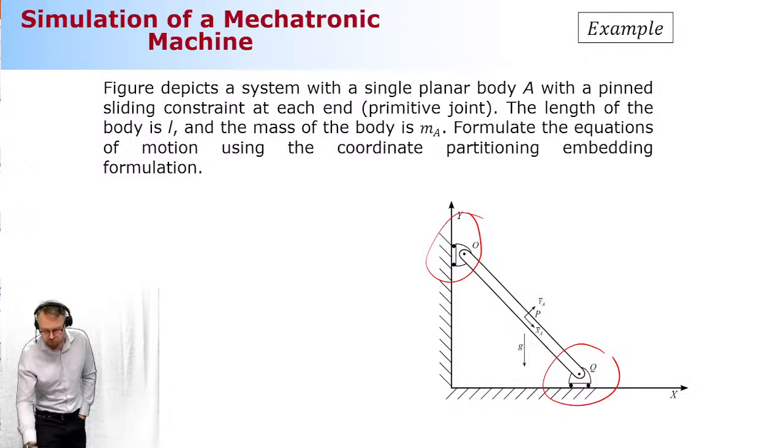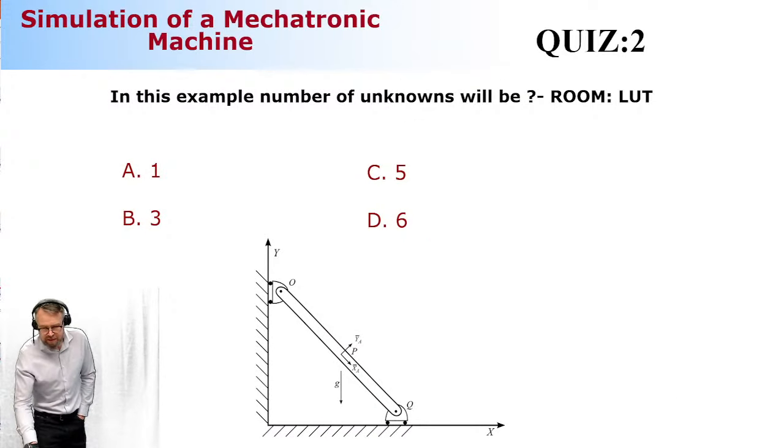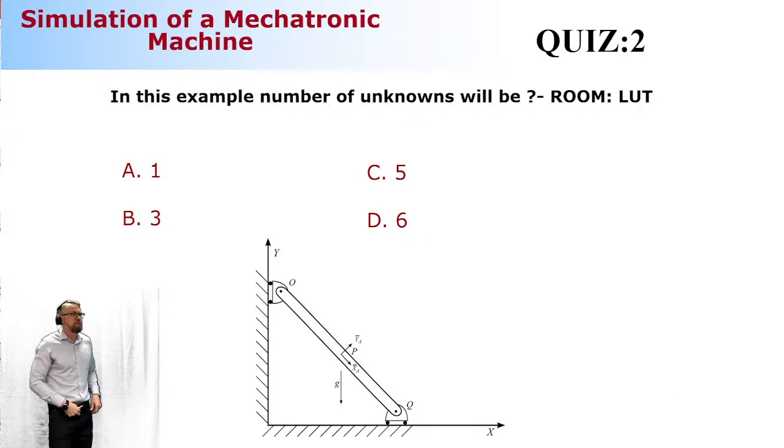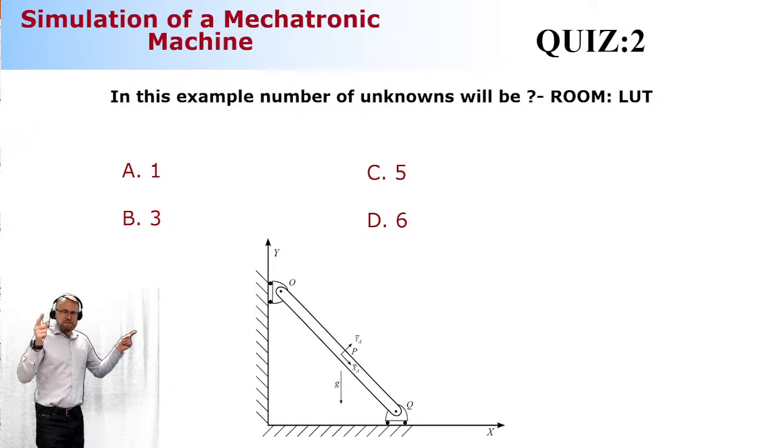My in-class quiz is this. In this example, the number of unknowns will be, or not will be, is 1, 3, 5, 6.